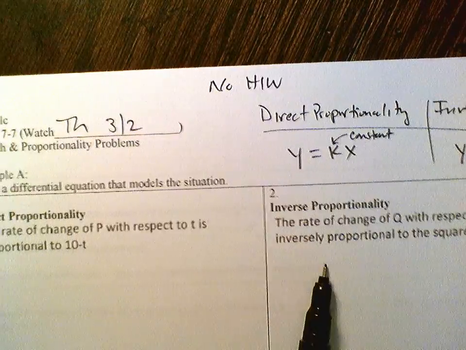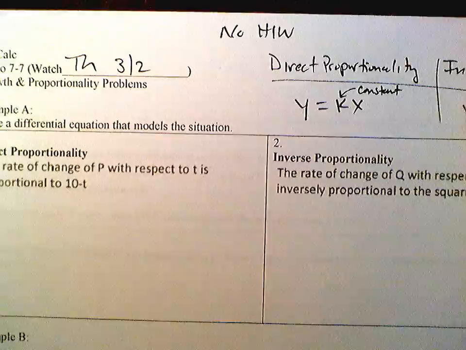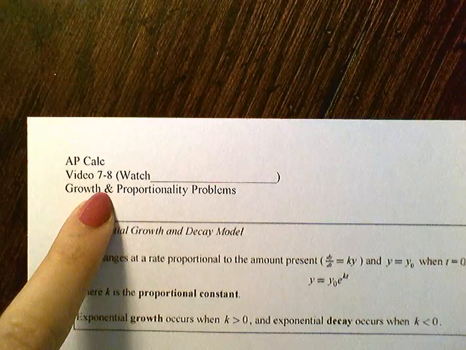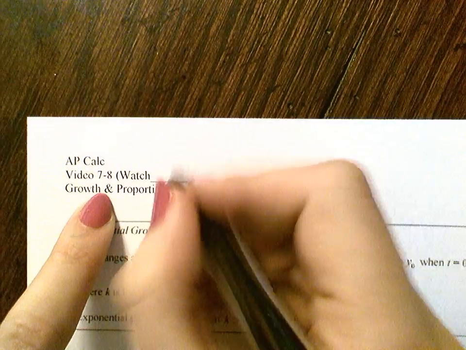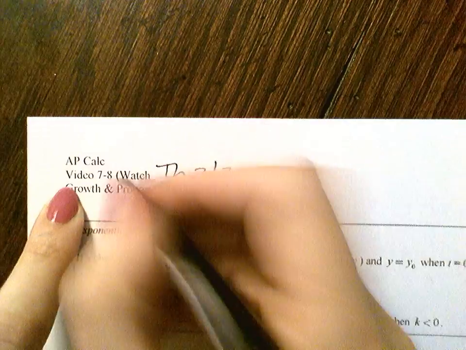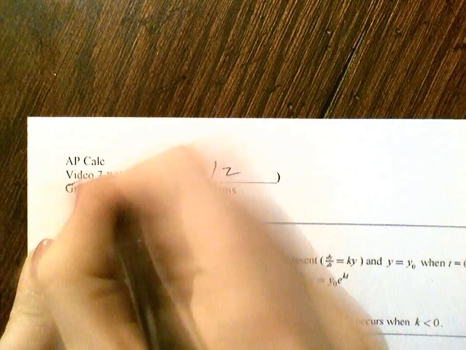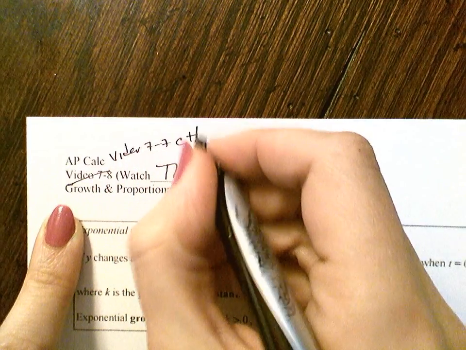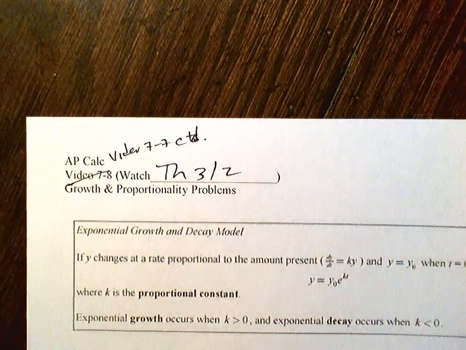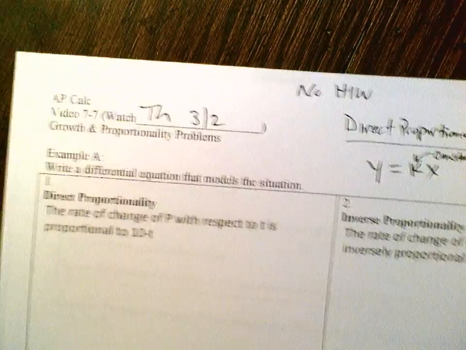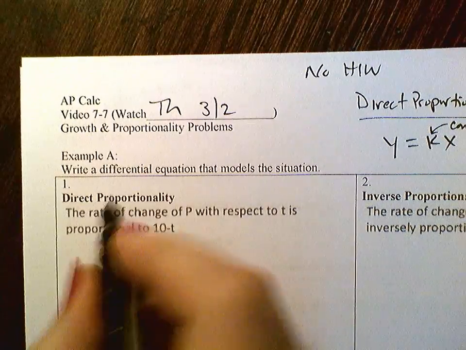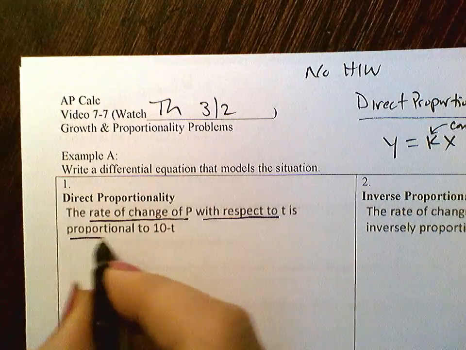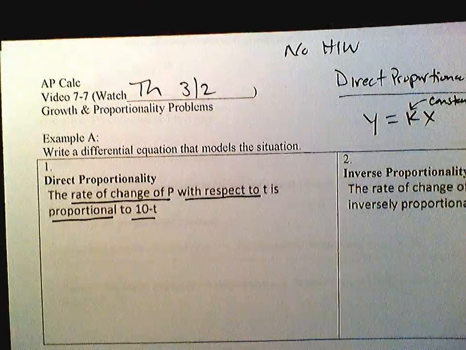We're going to translate two sentences into math, and then we're going to move to the page with video 7-8 on it. So this is also for Thursday 3-2, and this is video 7-7 continued. Okay, so direct proportionality. The rate of change of p with respect to t is proportional to 10 minus t.